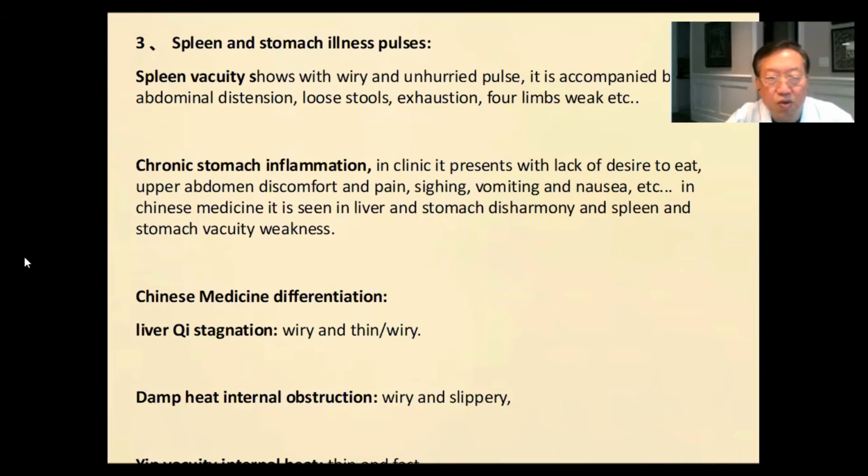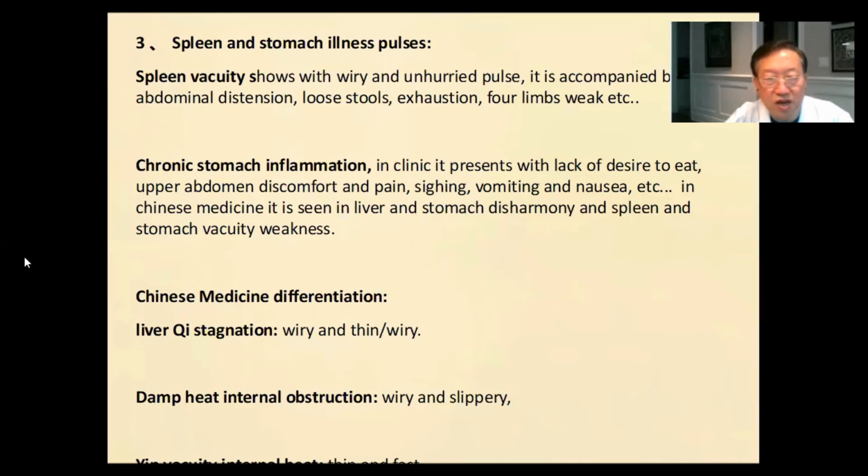Chronic stomach inflammation. In clinic, it presents with lack of desire to eat, upper abdomen discomfort and pain, sighing, vomiting, and nausea, etc. In Chinese medicine, it is seen in liver and stomach disharmony and spleen and stomach vacuity weakness.